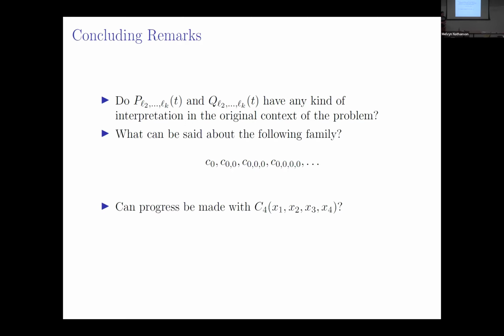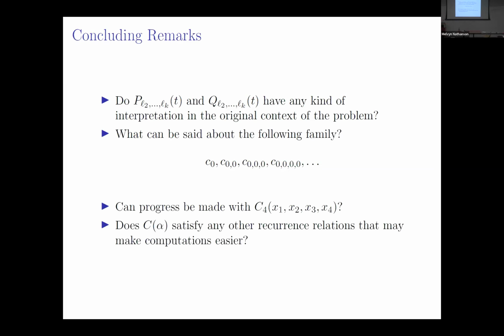It's actually amazing how much time we've spent on that. It's now become more than 50% of everything that we've done. We made a lot of progress, and then it's just taken an incredible amount of time. So can any progress be made with respect to that? And lastly, is there any other kind of recurrence relation that's satisfied by C of alpha that can maybe be exploited in order to make these counts a little bit easier?